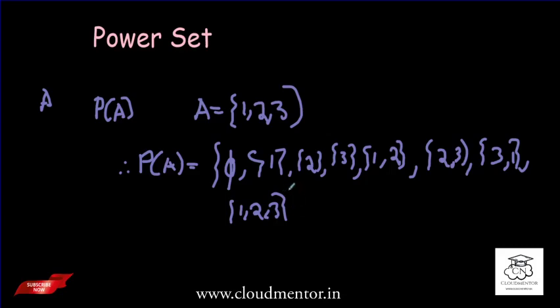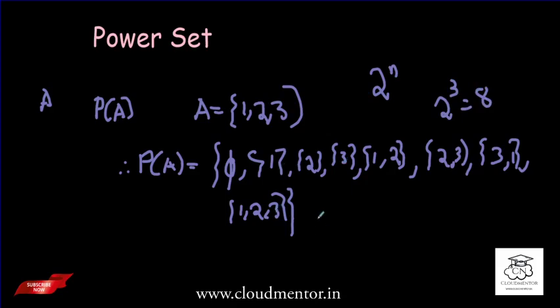So now we got 8 elements in the power set. That is 2 raised to n, which is the number of subsets possible for a set. So here the number of elements is 3, so 2 raised to 3 will be 8. And so we now have 8 elements.